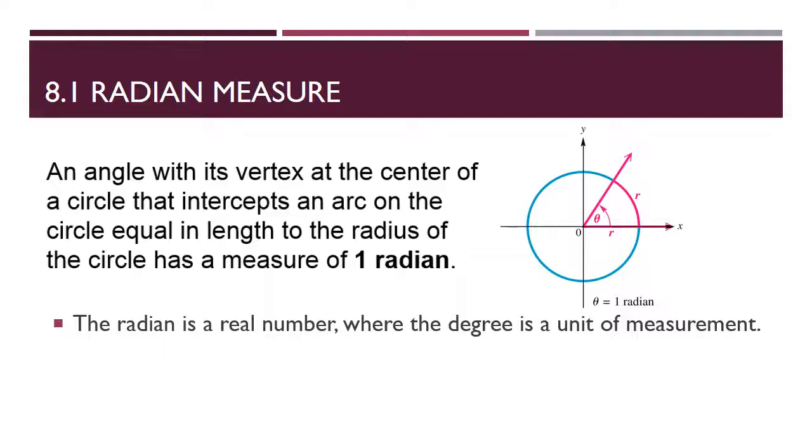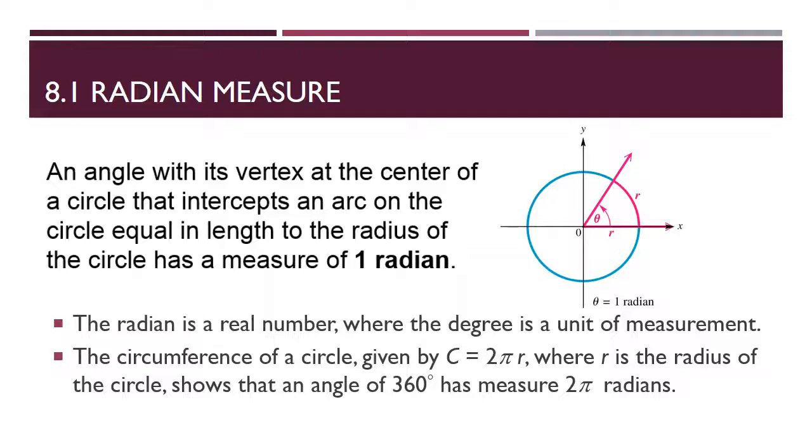Degrees don't really relate the angle and the arc length. You have to do a lot of computation to make that work. The circumference of a circle, which is C equals 2 pi r, where r is the radius, shows that an angle of 360 has a measure of 2 pi radians. So 360 equals 2 pi radians, which means 180 equals pi radians. So in other words, once around the circle is 360 degrees, it's also 2 pi radians.